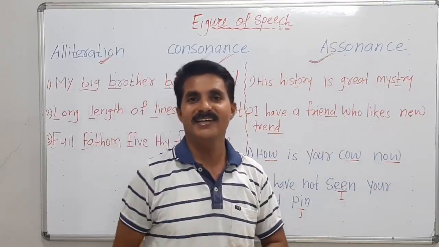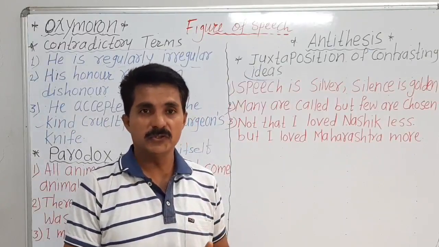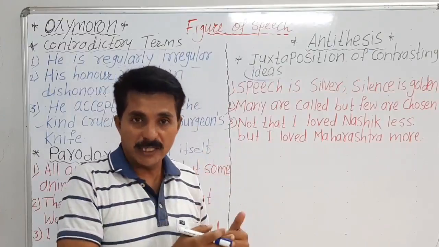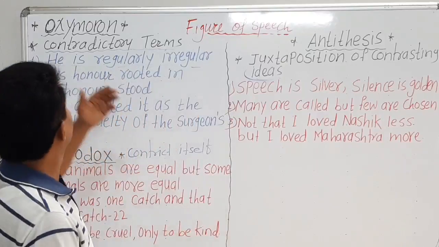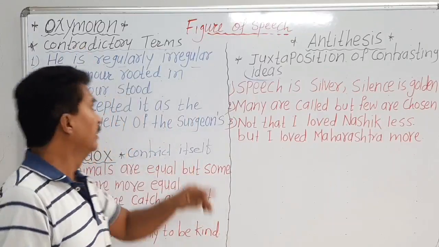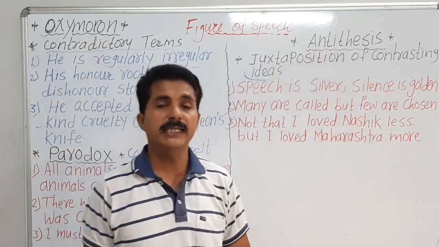Now we will study next figure of speech. Now we are going to study those figures of speech which are based on opposite things or contrasting things, or they contradict each other. Let us begin with the oxymoron. First let me tell you all those three which are very confusing. The first one is oxymoron, second one is paradox, and next one is antithesis.